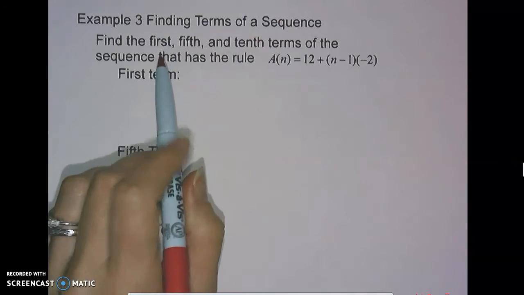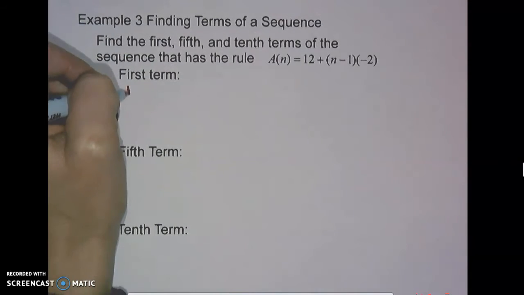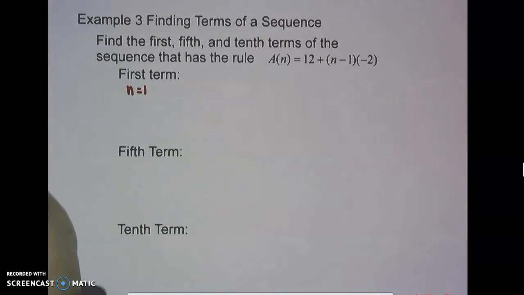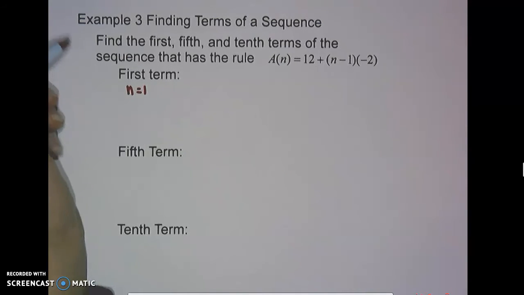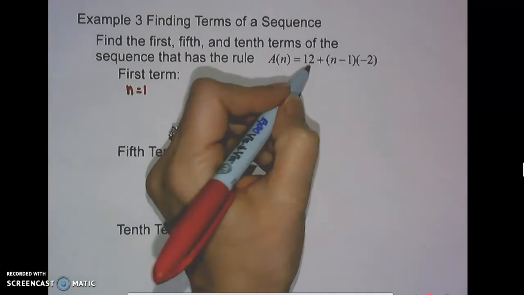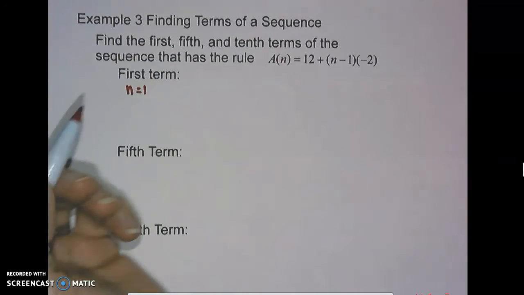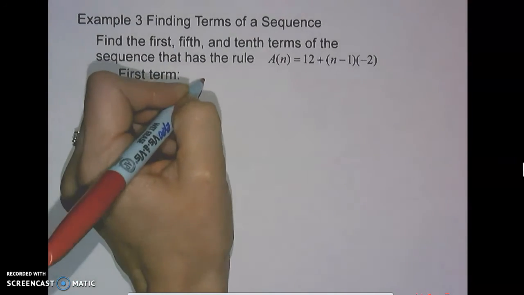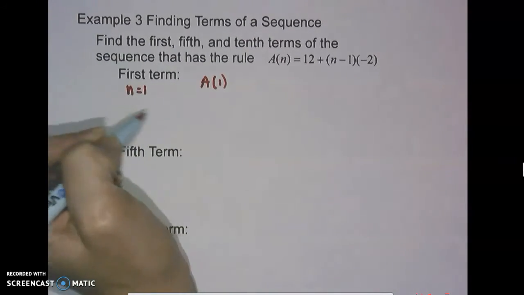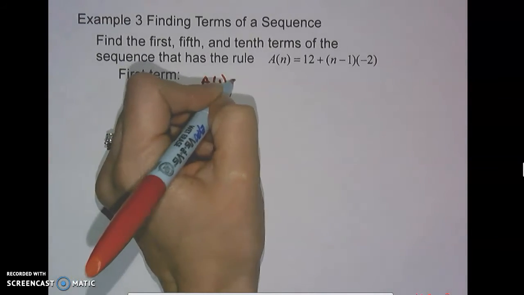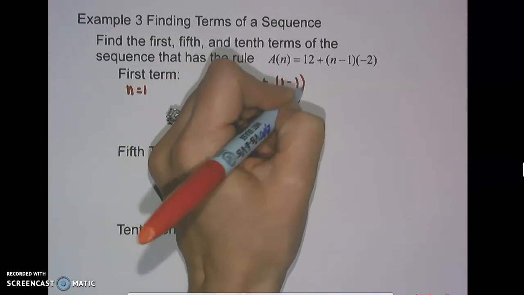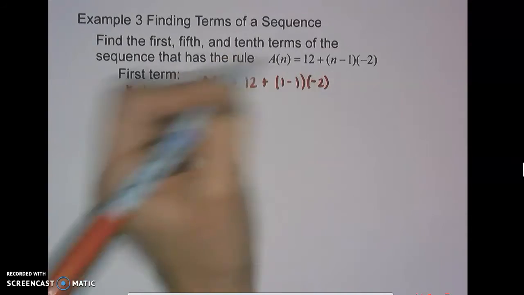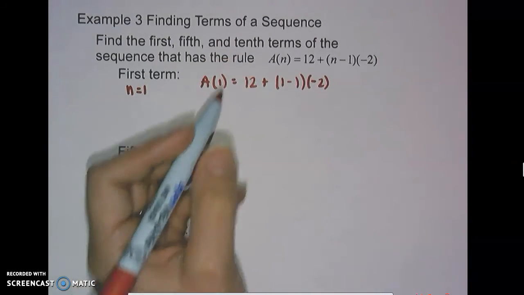So for the first term, that is telling us that we have an n value of 1. Now, we should be able to tell the first term just by looking at this equation and knowing what the different pieces are. So we should know that our first term is this right here. But let's algebraically prove it. So we're finding a of 1 because n equals 1 for the first term. And that means that we're going to substitute 1 in for n and then do the calculations.